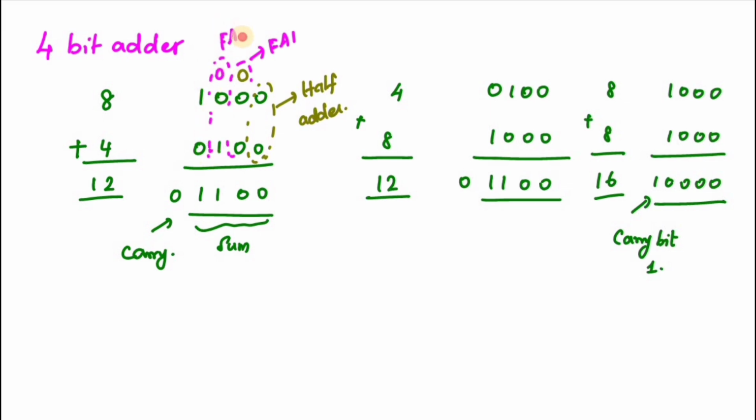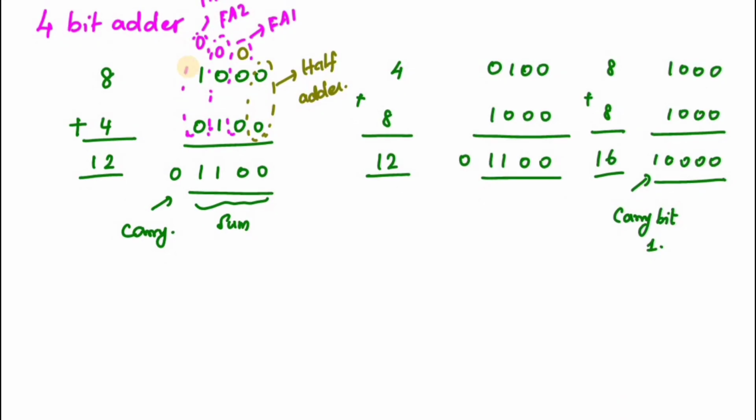So this is FA2. If I add this, I will get a sum and carry. Here also the carry is 0. If I add these 3 values, I require another full adder. So I require 3 full adders and 1 half adder. So I can draw the circuit like this. This is one half adder, and this is one full adder. This is another full adder. So 3 full adders and one half adder.